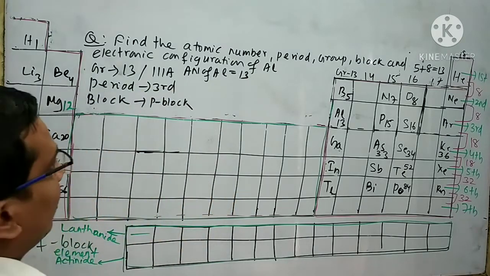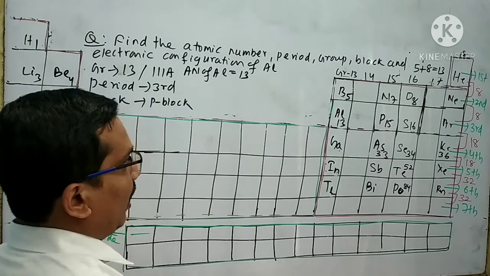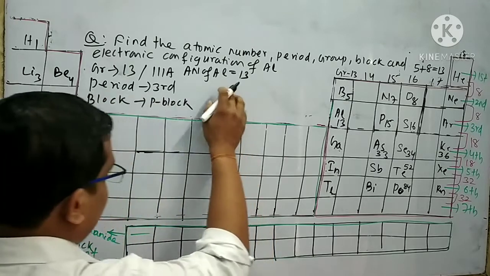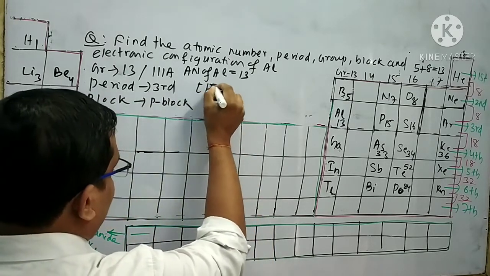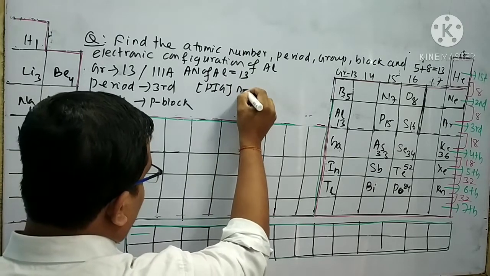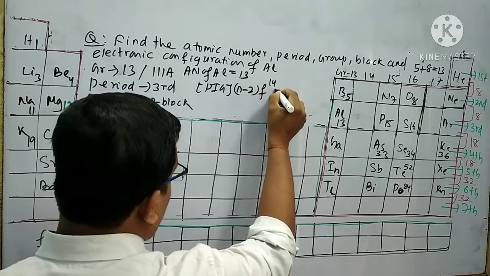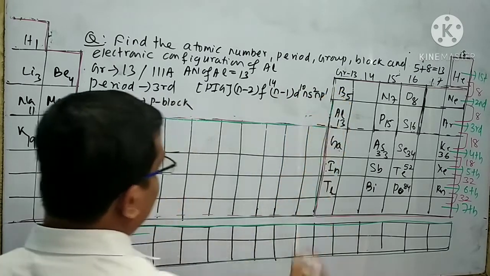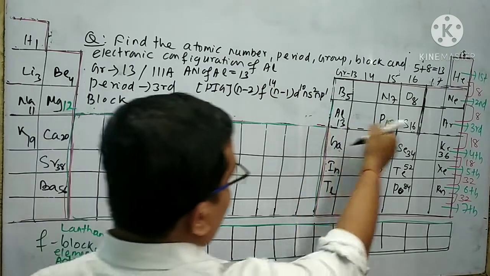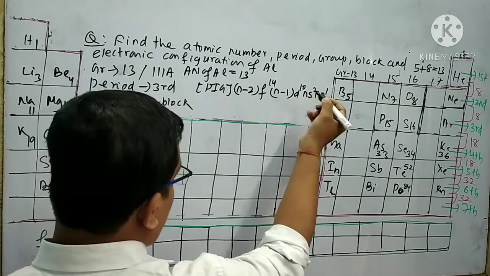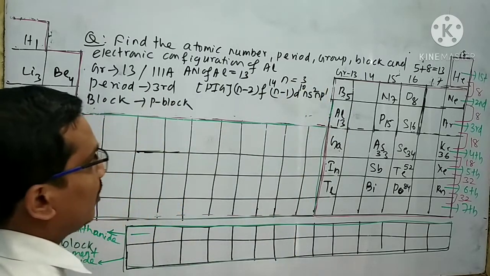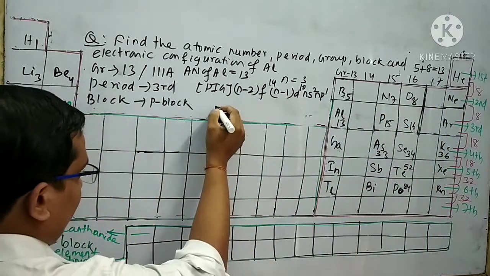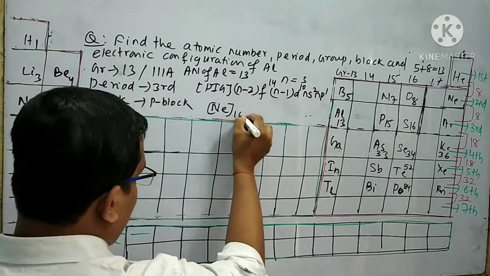Now I want to find out the electronic configuration of aluminium. Aluminium belongs to group 13. We know that the general electronic configuration for group 13 is previous inert gas, (n-2)f14, (n-1)d10, ns2 np1. Aluminium belongs to the 3rd period, so the value of n equal to 3. The previous inert gas of aluminium is neon, so here I can write neon 10.